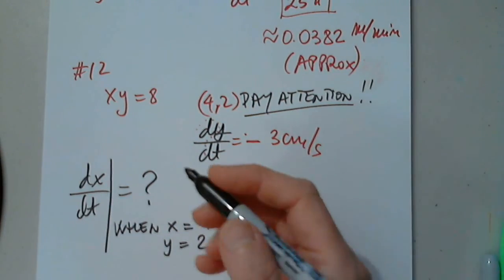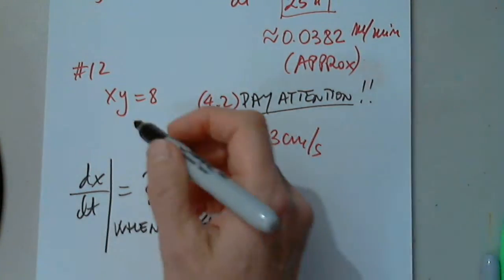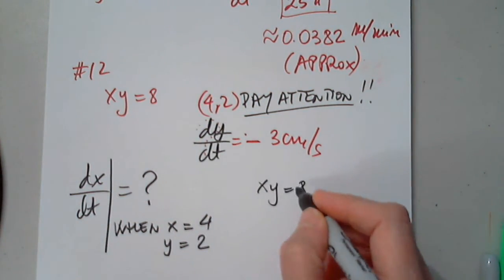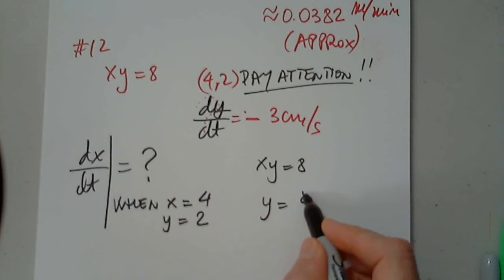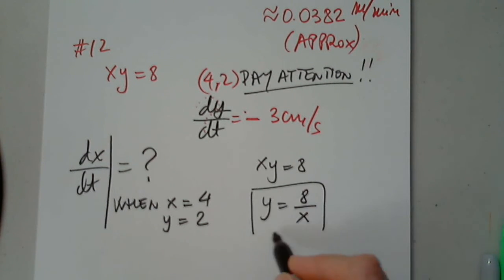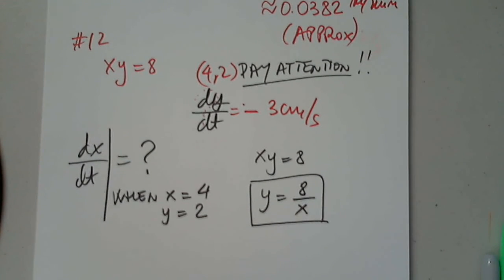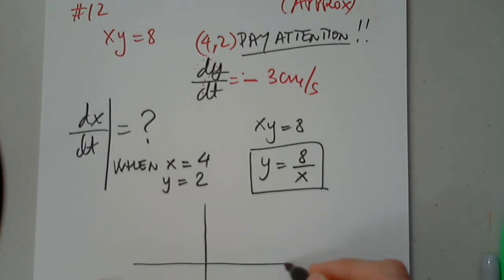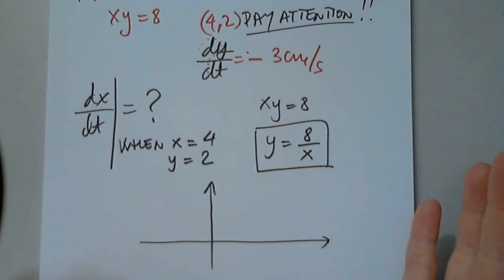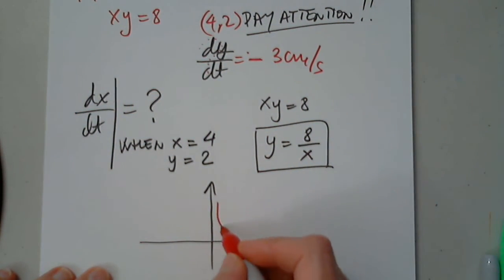So we start with a graph, a figure, something. So I have xy equals 8. This doesn't mean much to me, but y equals 8 over x does. So if I divide both sides by x, I know what this looks like. It's something like this. We know what 1 over x looks like. It's embedded in our brain.